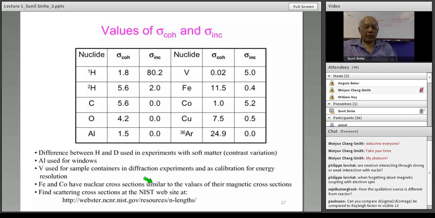Now, here are some measured values of the coherent cross-section and the incoherent cross-section for various kinds of nuclei. You can notice that hydrogen has a huge incoherent cross-section and a rather small coherent cross-section. Deuterium has a rather larger coherent cross-section, and a much smaller incoherent cross-section. So if you want to do coherent scattering involving things containing hydrogen, it's better to deuterate the sample, because you don't get the enormous incoherent diffuse background under your sample, and also you get larger scattering lengths. Carbon is completely coherent because it has no spin and very little of the other isotope. Similarly, oxygen and aluminum are all fairly coherent scatterers of neutrons.